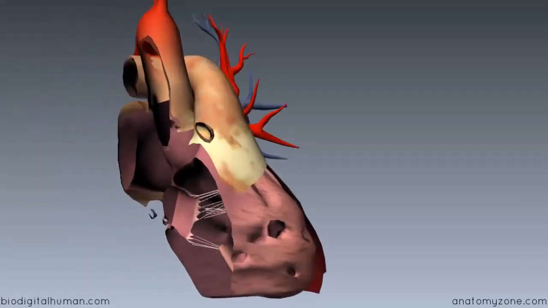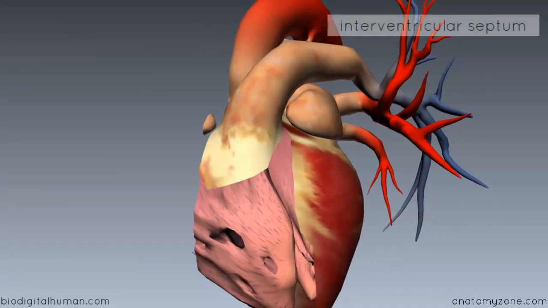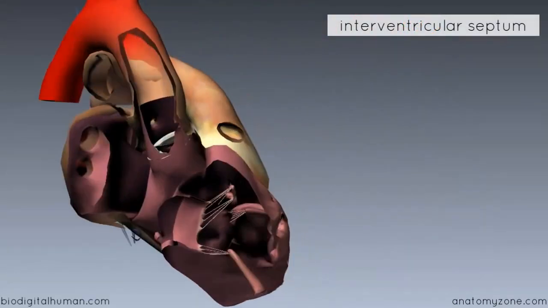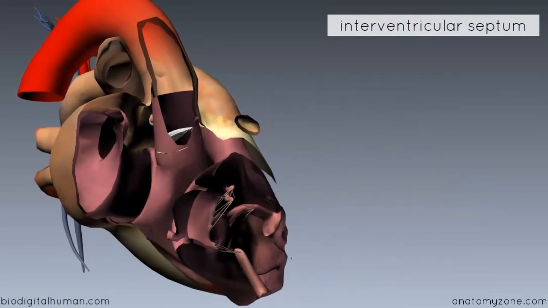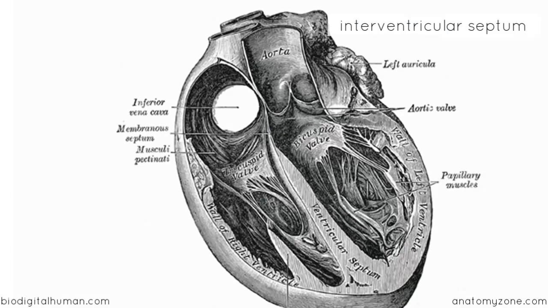Just coming back to this model here of this dissection, one last thing to mention is the interventricular septum. This is the structure that separates the left ventricle from the right ventricle. This diagram here shows it quite nicely. You've got this interventricular septum separating the right side of the heart from the left side of the heart, and it consists of two parts.